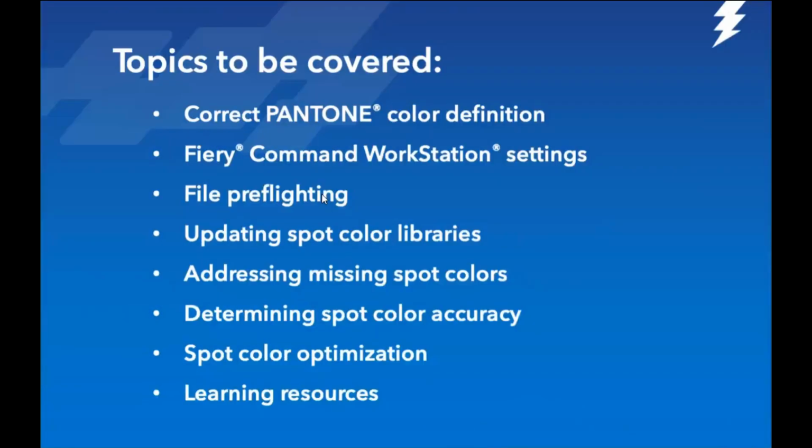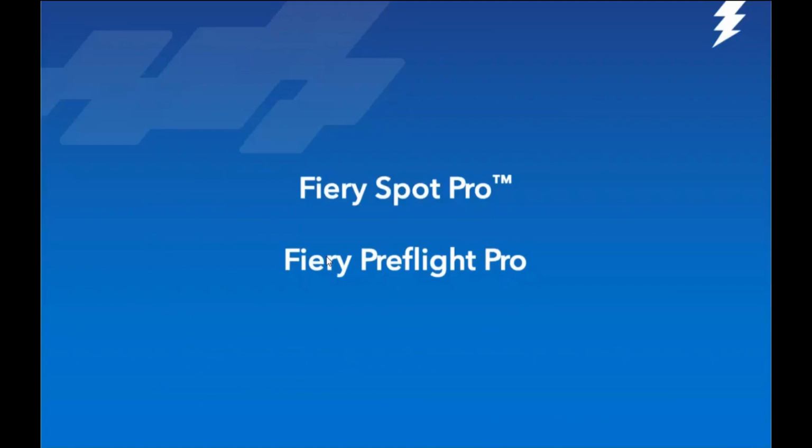The topics I'm going to cover today are to make sure that the definitions in your files are correct, Command Workstation settings are correct, talk a little bit about pre-flighting files and updating the spot color libraries, as well as addressing missing spot colors from the libraries or the groups, determining the color accuracy of your spot colors in your jobs, and if necessary, optimize these colors, and also a little bit about the additional learning resources that we have available for you.